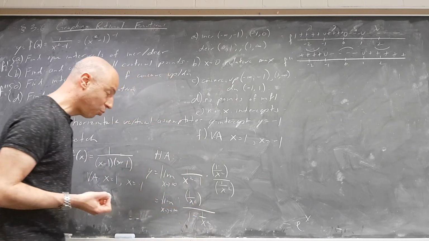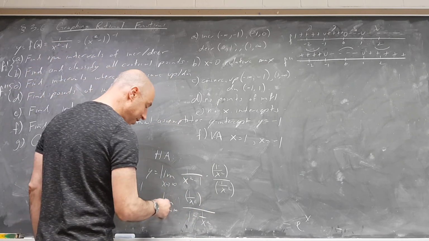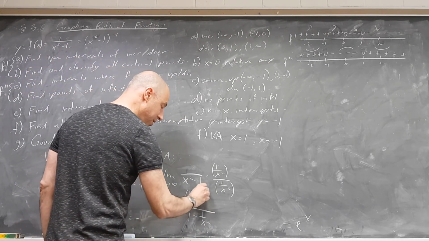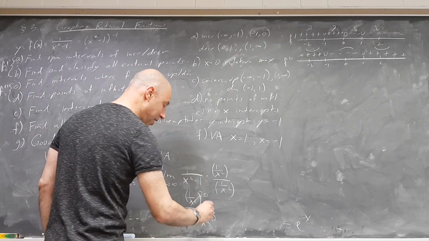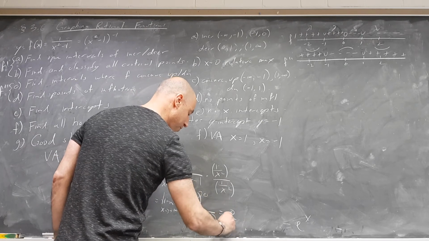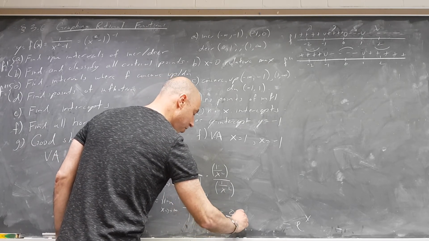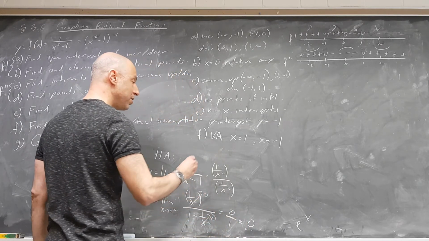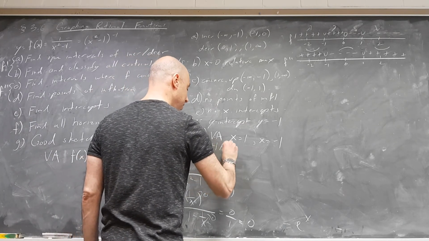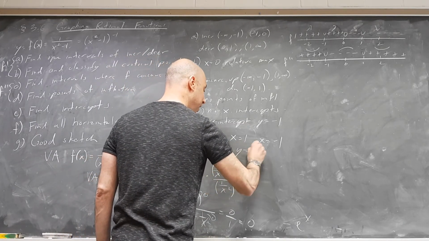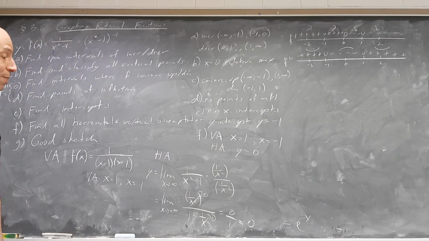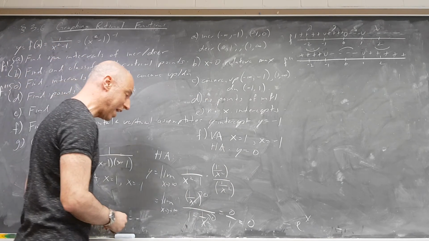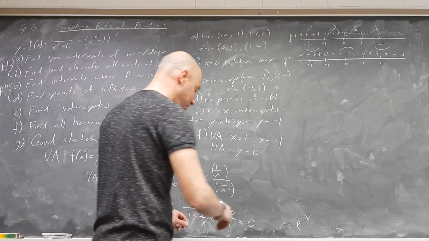And again, that looks worse, but it's actually better because as x gets very big and positive, or very big and negative, that goes to 0. What we have is 0 over 1 minus 0, 0 over 1 is 0. So we have a horizontal asymptote at y equals 0. I think we have just about enough information to be able to graph this thing now. So let's make a good sketch.